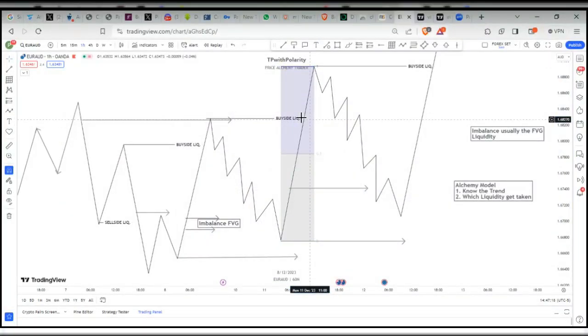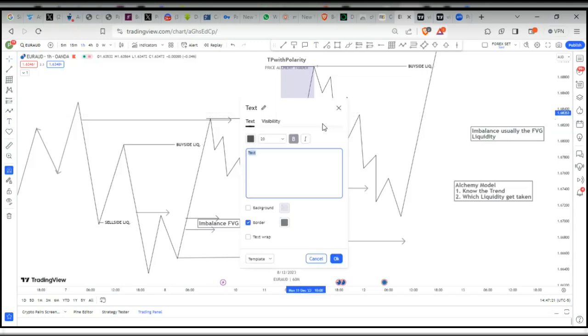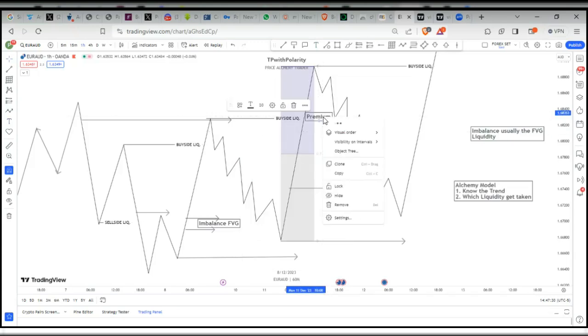I'm just assuming you guys know this from before. Premium. So I have the discount.